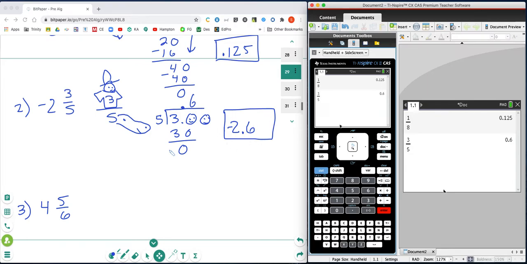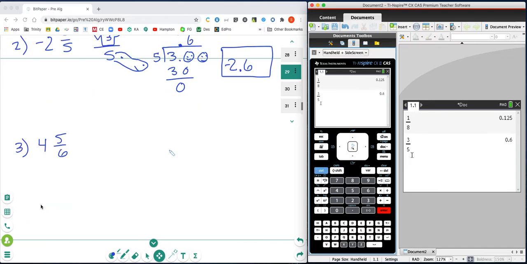Now, yes, you realize that you can do the whole problem on the calculator, but if you want full credit, you need to show your work so that I know that you know how to do it at this step without the calculator and you know how to check it with the calculator. All right, so let's go ahead and do number 3. Again, number 3 is the same situation.